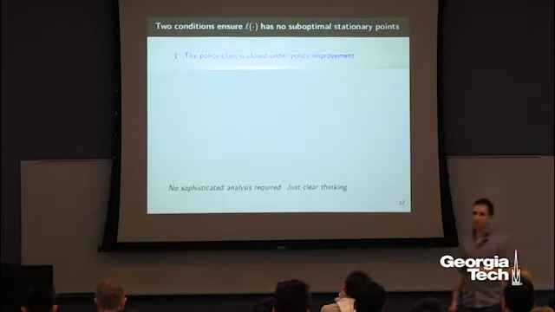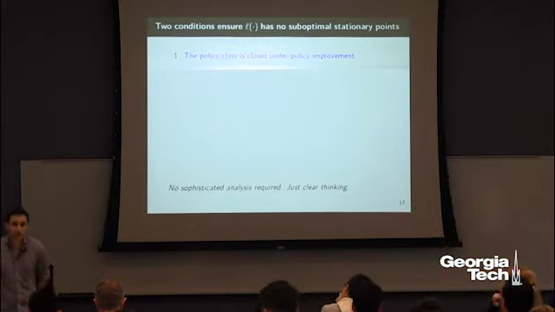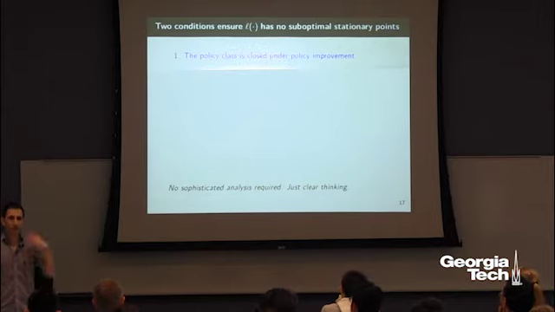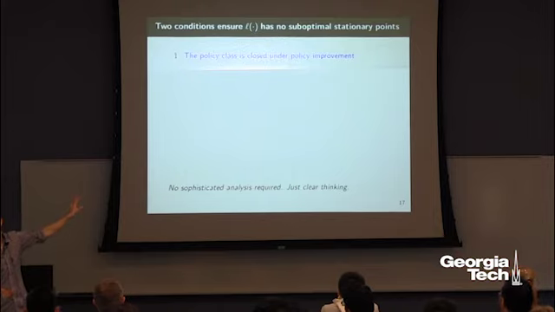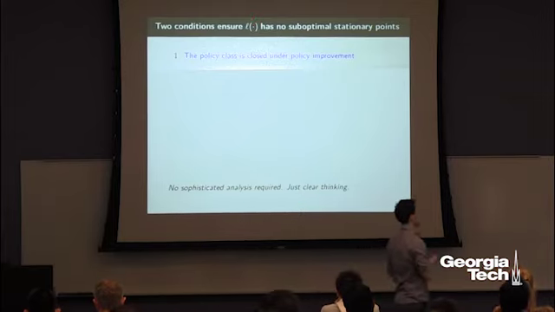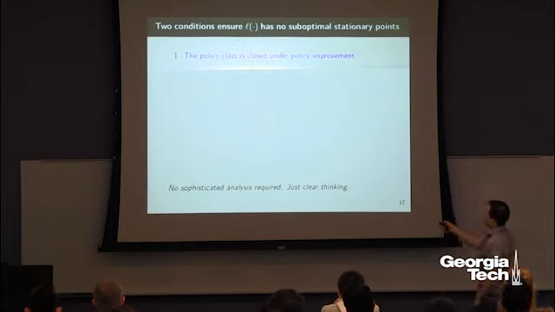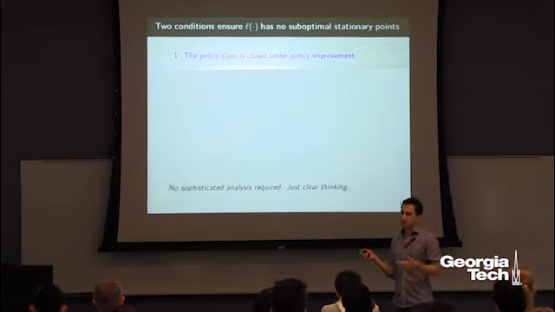In some sense, you can see these conditions that I'm about to show you as a reduction from having to think about this nasty non-convex loss that results from the multi-period problem to thinking entirely about the structure of that policy iteration problem. So I'm going to give you two conditions that ensure this loss function has no suboptimal stationary points. The first is that the policy class is closed under policy improvement. Here I use policy improvement synonymously with policy iteration.